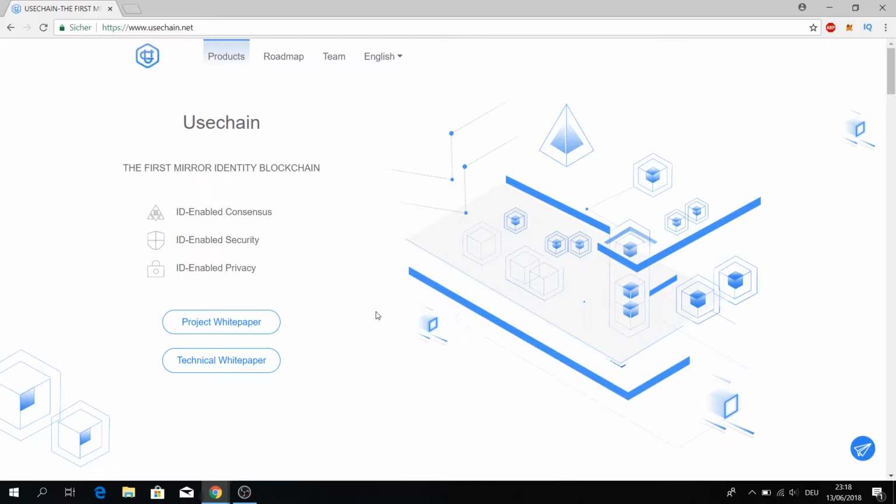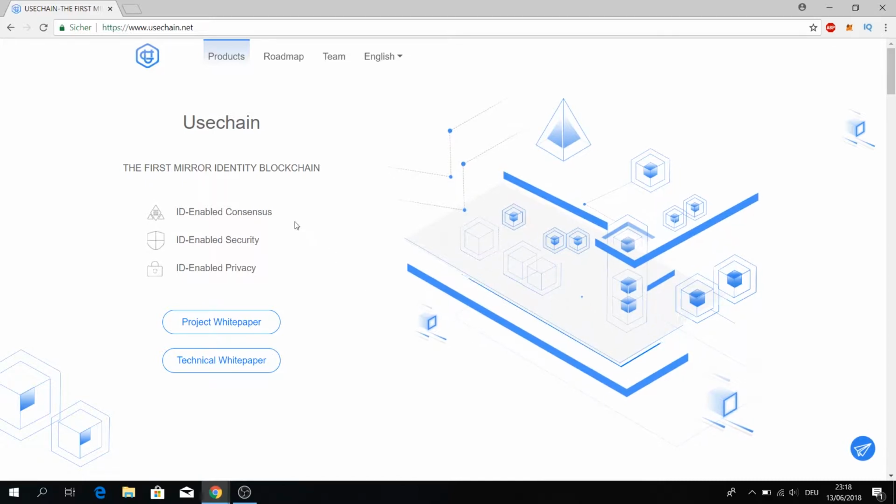To be honest, it took me quite a while to understand what Usechain actually is, what it can be used for, and how it actually works. I hope in this pre-video I can explain to you what it is, but if you want more in-depth information, I really suggest you read through the project white paper and the technical white paper.